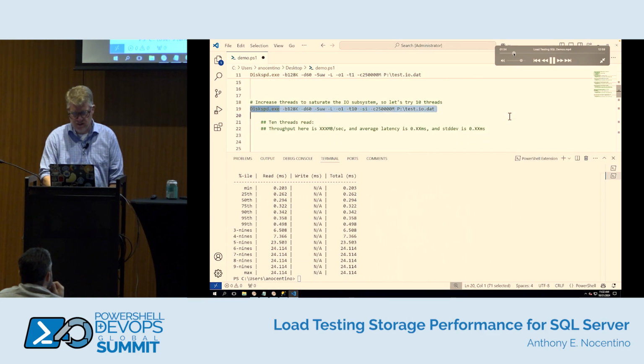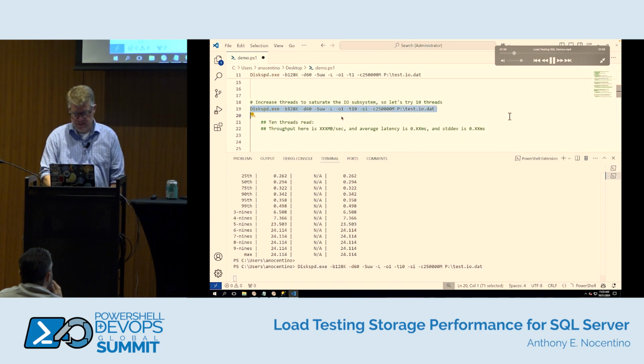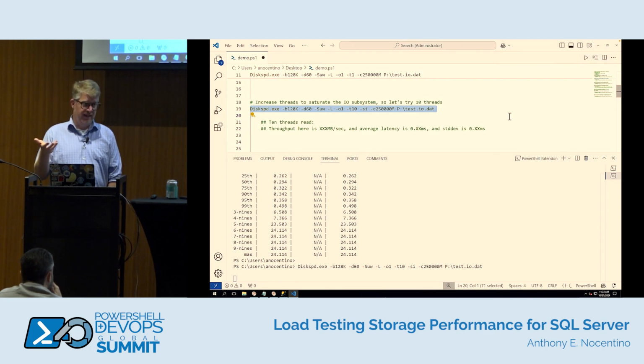Jump ahead here. So now I'm gonna jump from one outstanding I/O to 10 threads. So I kick up 10 threads. You'd expect 400 and something times 10, close to which would be the upper boundary of the platform, right? About 4 gigs. Let's see what we get as a result here.